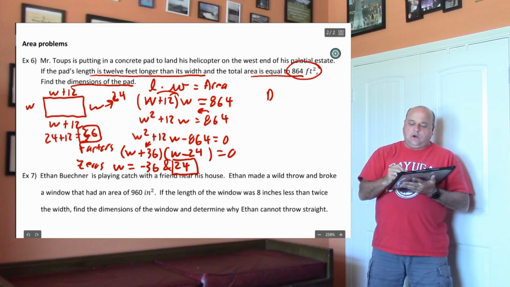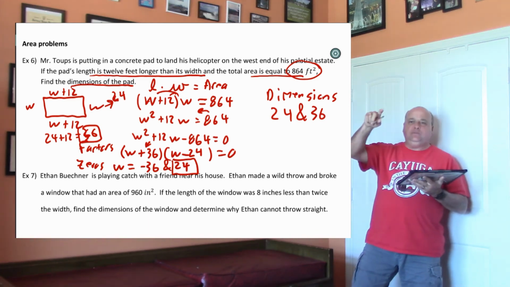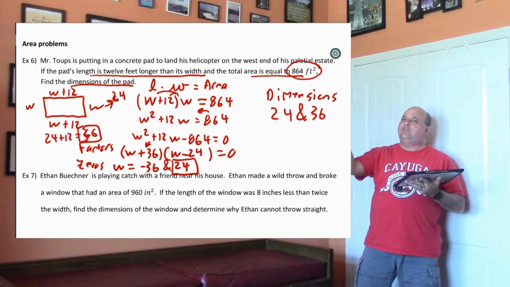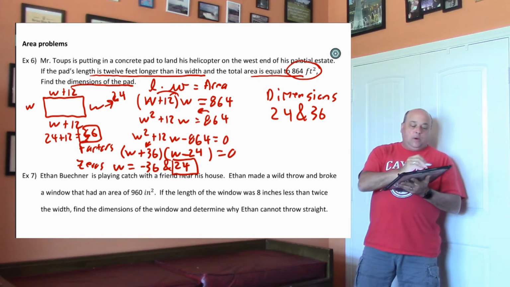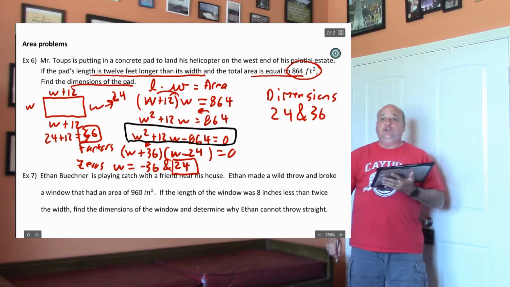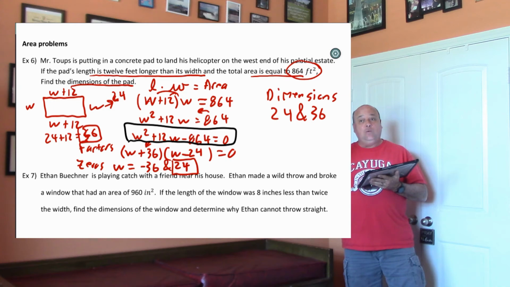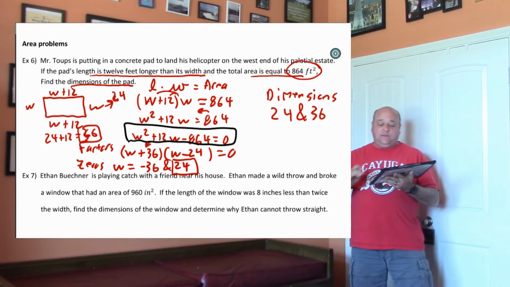So the dimensions are 24 and 36. Okay, so you're going to do length times width. You're going to set it equal, factor it, and get that answer, okay? Remember, you could graph this and trace to the zero. You would go to the positive zero, wouldn't you? That would work. I would not take off if you did that.